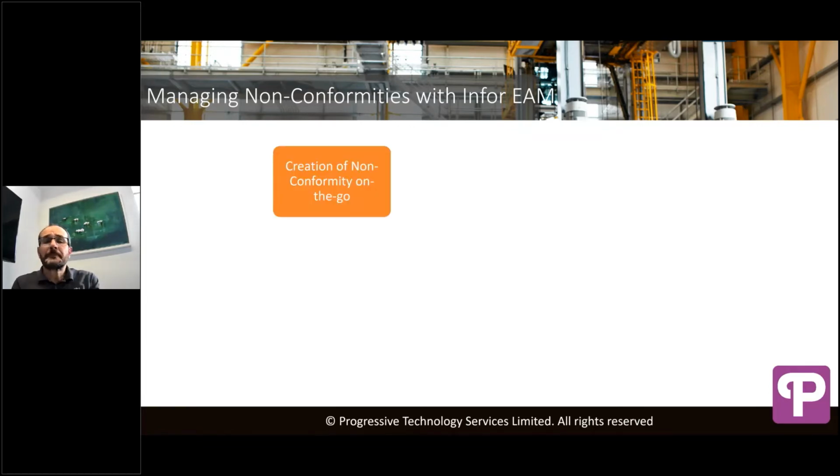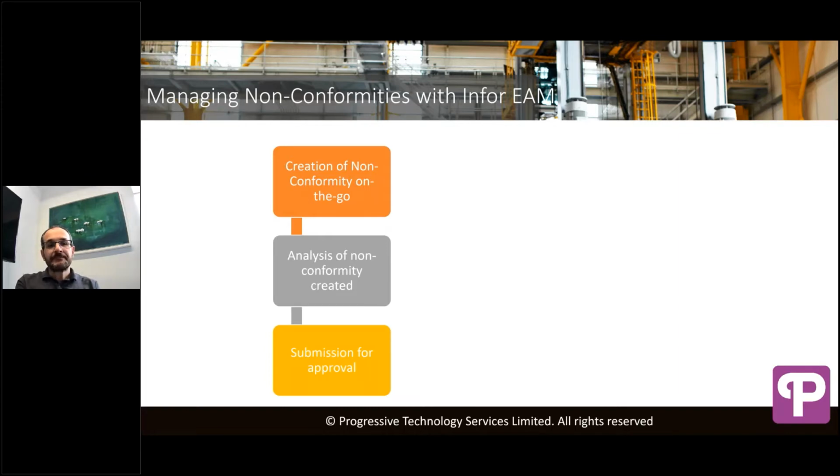First of all, we will take the role of a maintenance technician doing an operation and performing work they've been assigned to, and they will declare a non-conformity while they're doing their work through the mobile device. Then that non-conformity observation will be analyzed by a maintenance planner, and they will submit that non-conformity for further approval to the department head.